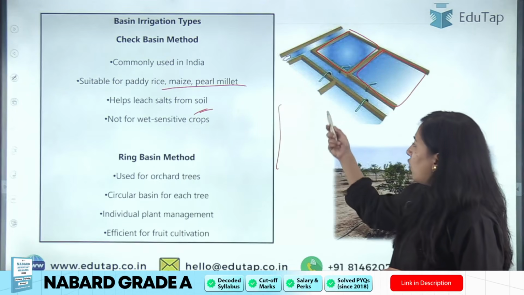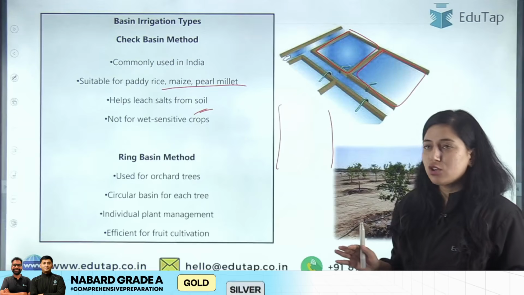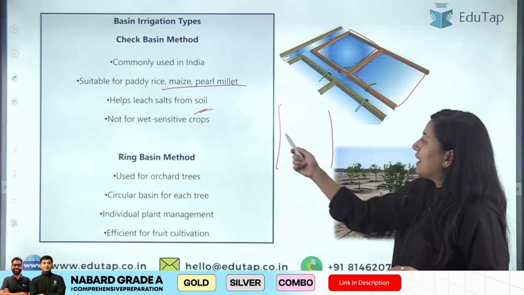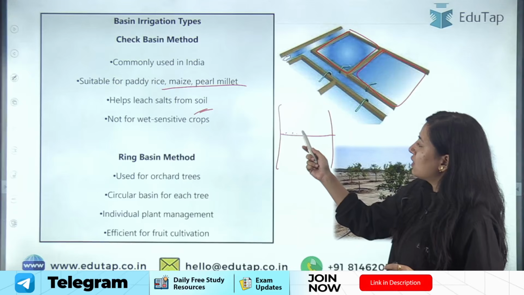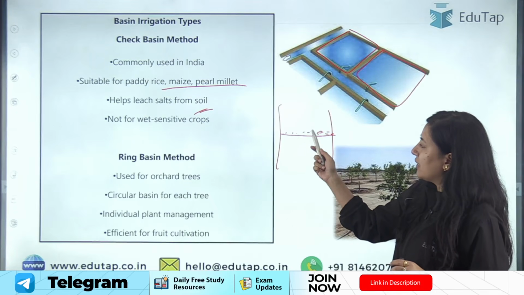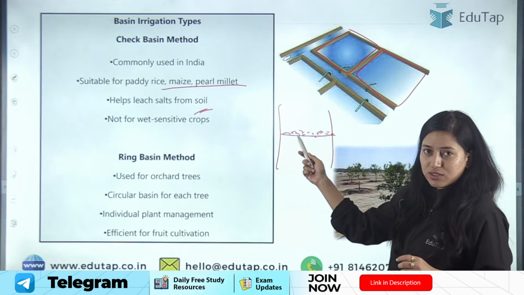So if you can recall, I have told you about the problematic soil already in the previous lecture. I have told you that due to evaporation, all your salts get accumulated on the surface, right?